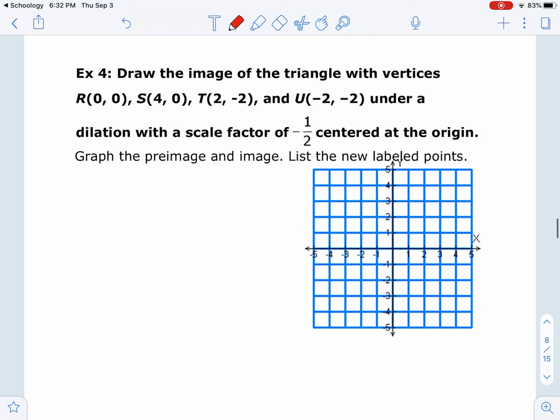So let's just try one. Draw the image, 0, 0, 4, 0, sorry, the pre-image, 2, negative 2, and negative 2, negative 2. That was R, S, T, U. Go ahead and connect those points to form that parallelogram.